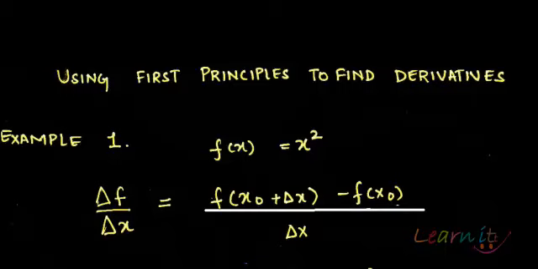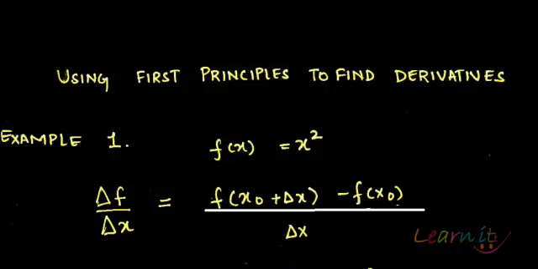In this video, we will be looking at how to find derivatives using first principles. Previously we have derived the first principles formula for finding derivatives. Now let us take an example of a function f(x) which equals x square.